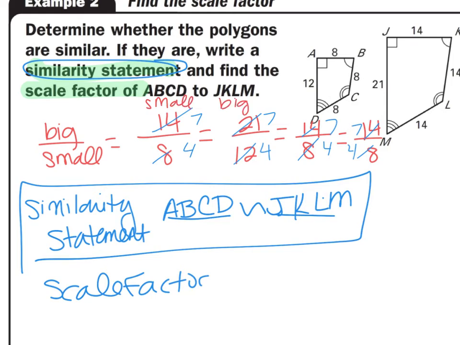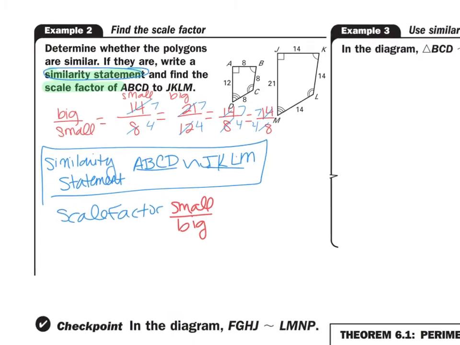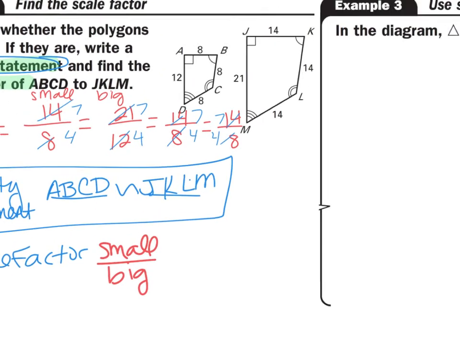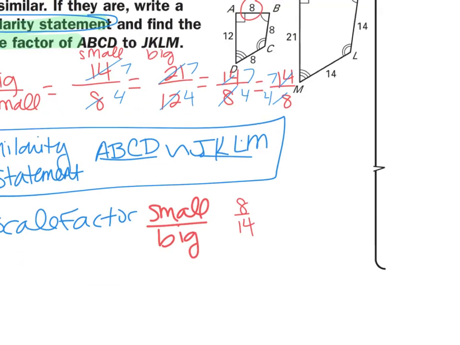big. So they want the scale factor of small over big. No big deal. So you're going to pick one side. You don't need to do all 4. You can if you really want to, but it's not necessary. Pick one side on each one. I'm going to pick the top side. So the top side is 8 on the small one and 14 on the big one.